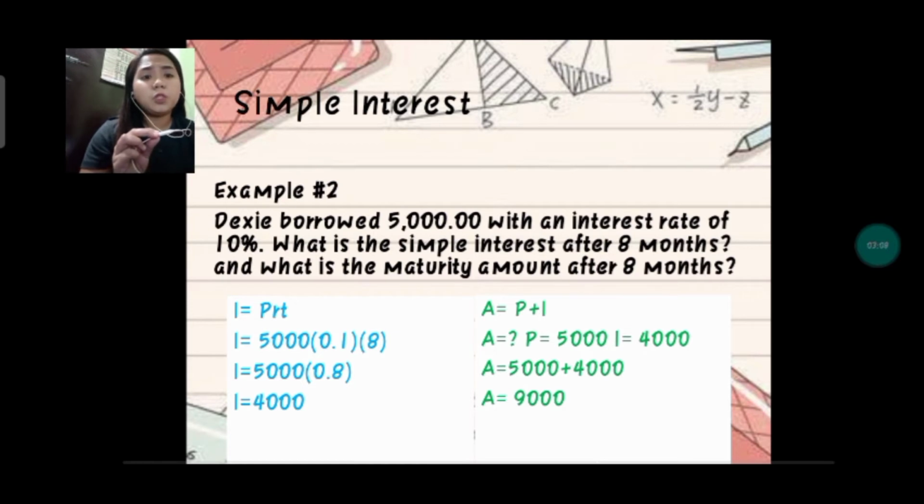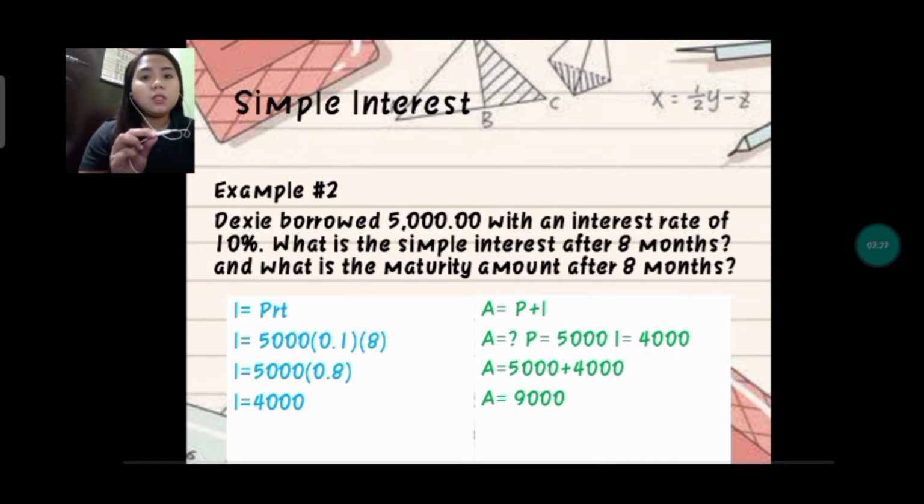To find the maturity amount, we just add the principal amount and the interest amount. So A = 5,000, the principal amount, plus the interest amount, 4,000. So we will get 9,000, the maturity amount after 8 months.